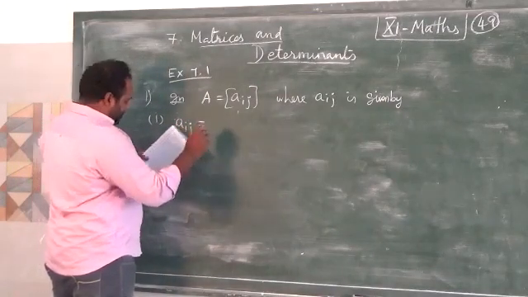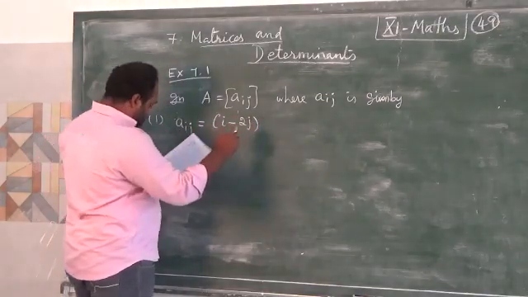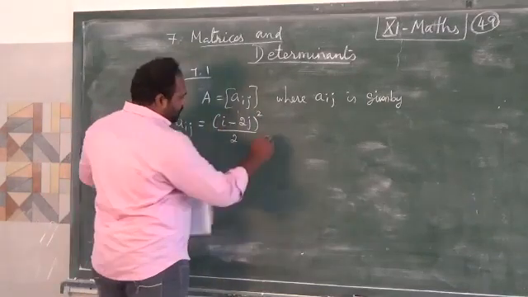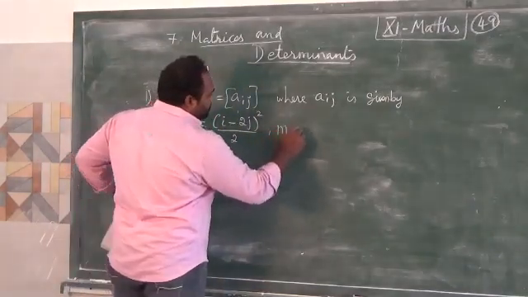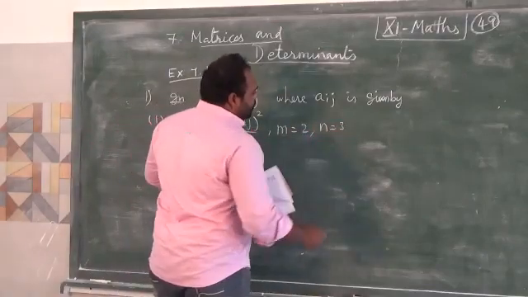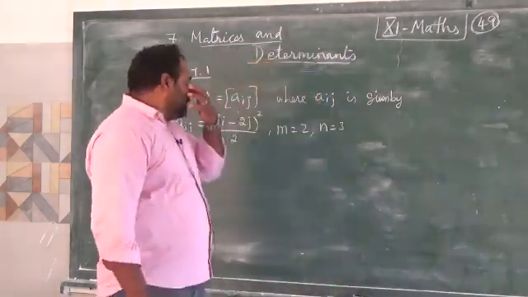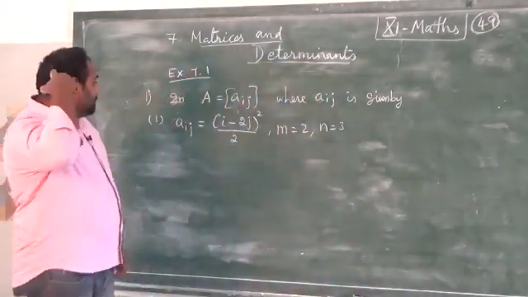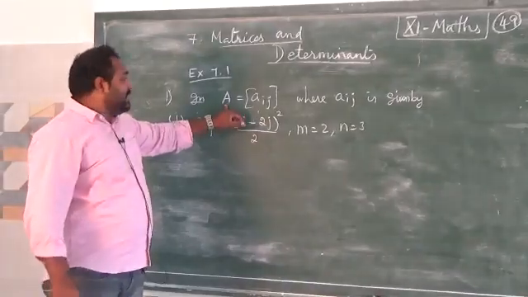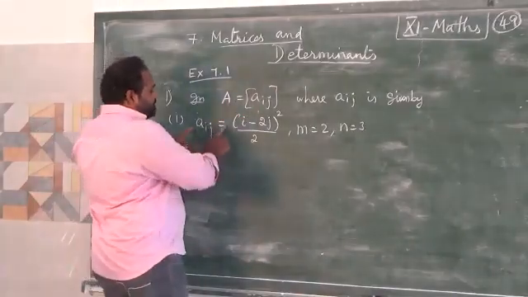Aij can be found from this format: (i minus 2j) whole square by 2. Here m is equal to 2, n is equal to 3. In this case, they are asking us to find the matrix A. We have to construct this matrix. Here Aij is given in this format.